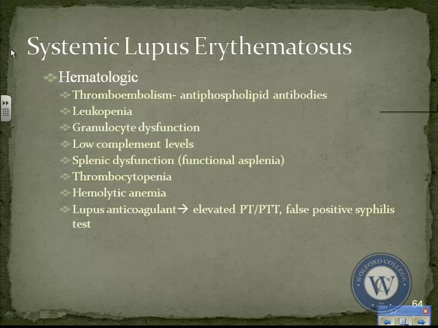Immunologically, they also have increased risk of thromboembolism because they have antiphospholipid antibodies, which makes them more reactive to form blood clots. They also have leukopenia, which increases the risk of developing infection. They have low complement levels because they're wasting them all. They get splenic dysfunction, thrombocytopenia, hemolytic anemias, and a lot of times they'll have elevated PT-PTT, and they'll have false positive syphilis tests, which is, of course, something that you don't want to be diagnosed with when you don't have it.